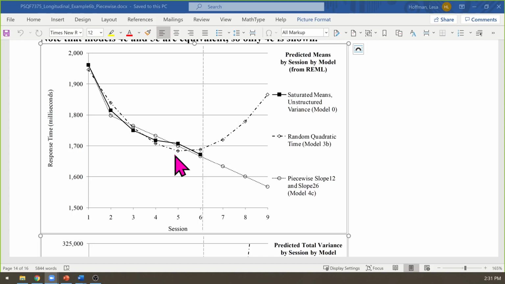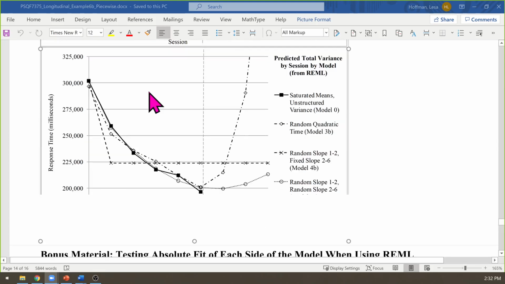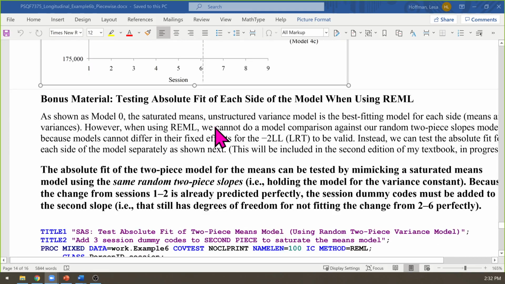So I did this in the polynomial example, and I'm going to do it again, just with one small catch in terms of which degrees of freedom, which individual session parameters I can add. From 1 to 2, I don't have any degrees of freedom. They're all from 2 to 6. So in terms of adding in session-specific dummy codes as new fixed effects, I am going to have to use the ones after session 2. Otherwise, it won't work. So I'm going to do that first, and then we'll come back to the model for the variance.